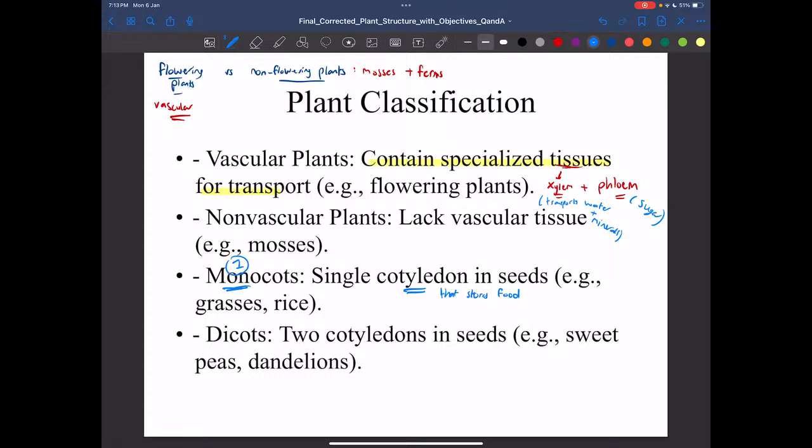While dicots, from the name, di means two, they have two of these seeds, which also have the same function: they store food. They are embryonic seeds that store food. These are the ways that we classify plants.